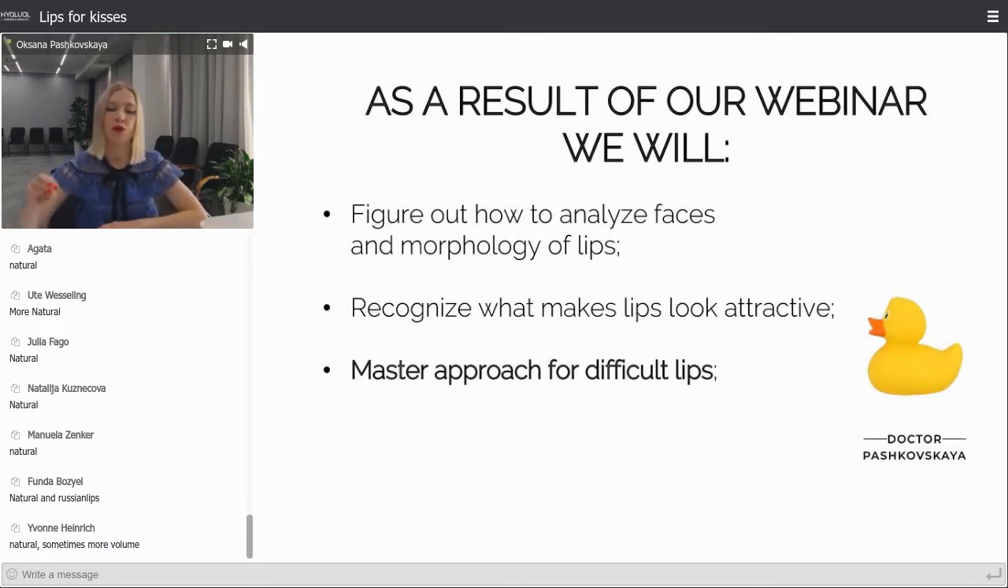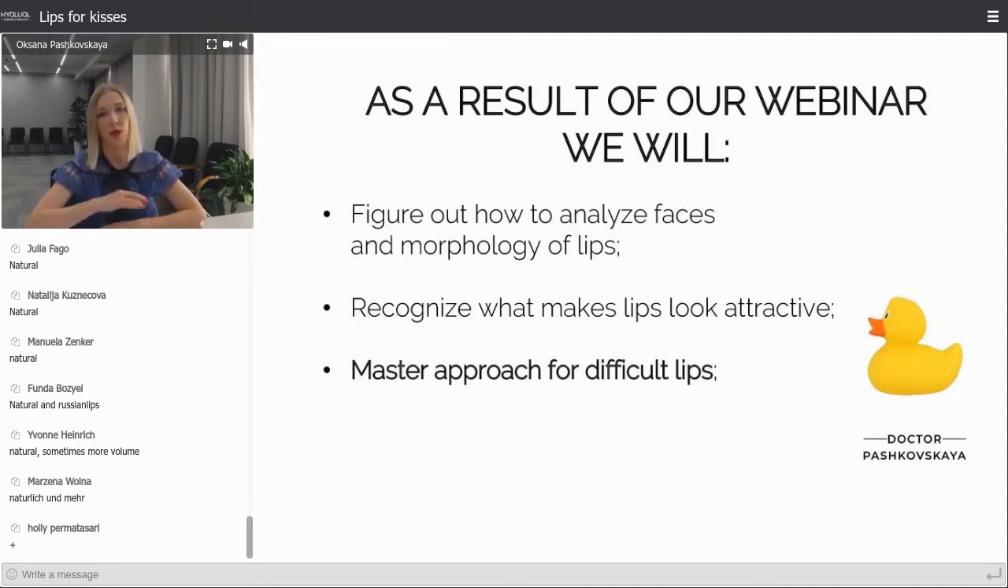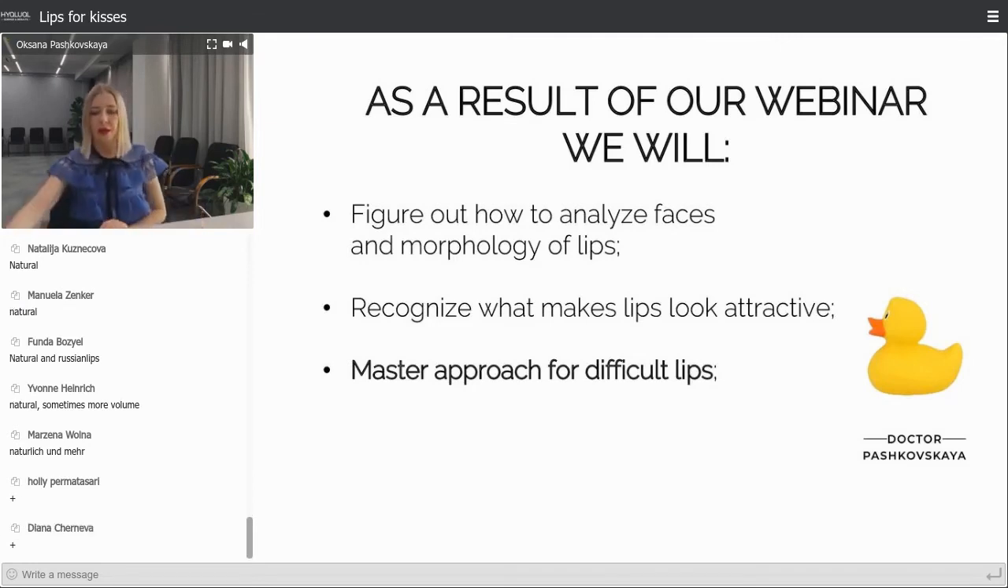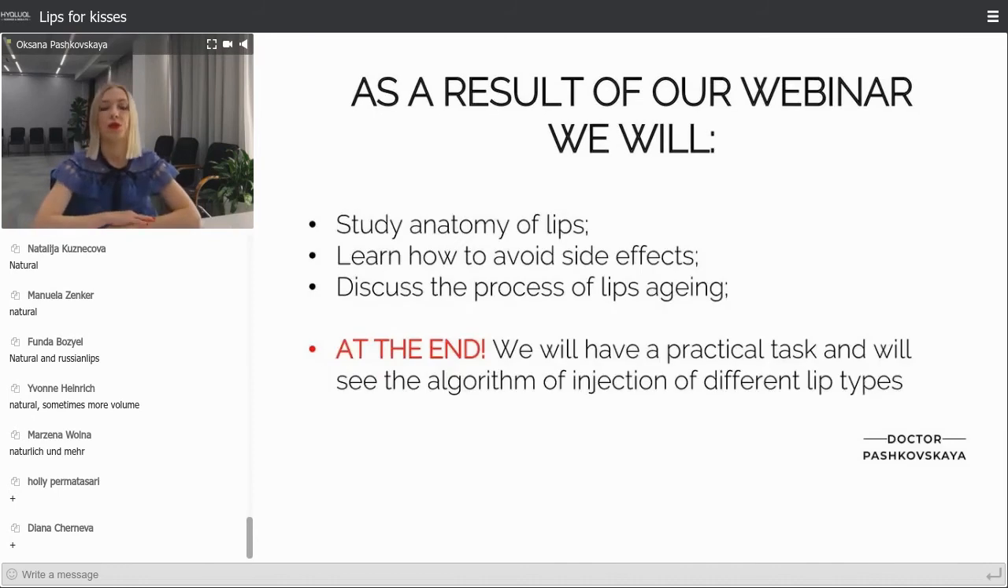Of course, we will master the approach for difficult lips in our webinar, because really we have easy lips for injecting, when we just put some volume in the lips and get a really excellent result. But sometimes we have difficult lips when you really don't know how to inject, or what technique you should prefer. And today I will try to explain and show you on the practical topic how we could manage this situation. I hope it will be useful for you.